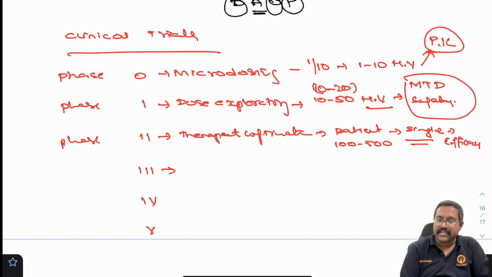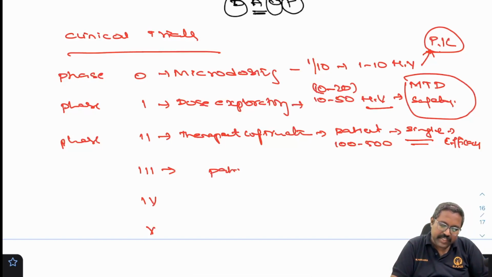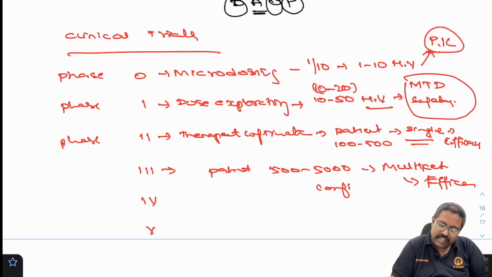Whereas in case of phase 3, what you will do is again take patients here. It will be 500 to 5000. Again you will check this in multicentric settings, and again you are going to check for the efficacy confirmation.